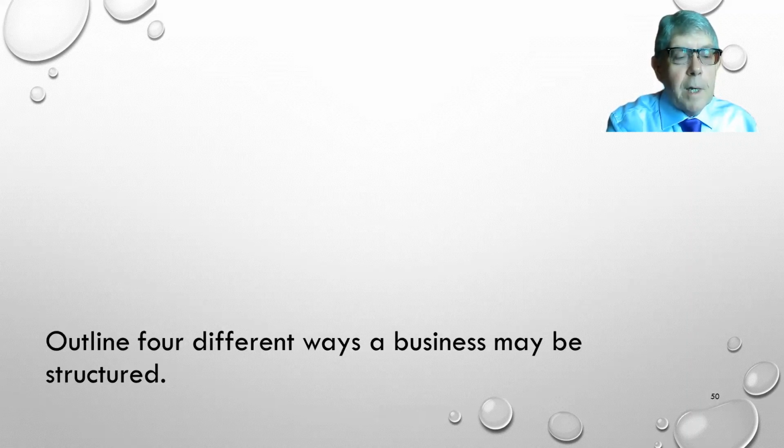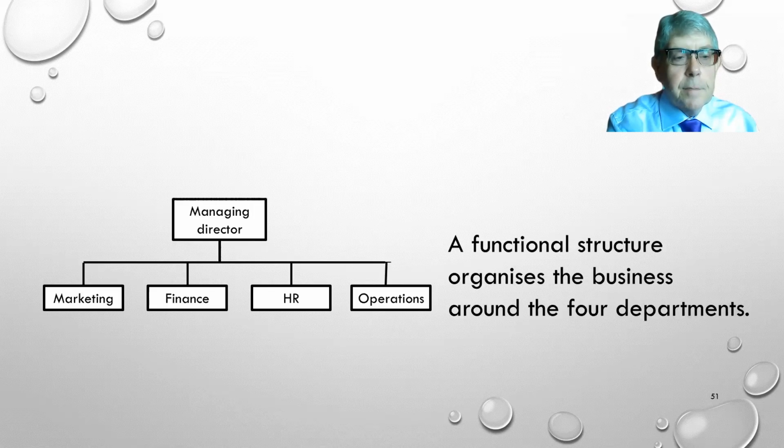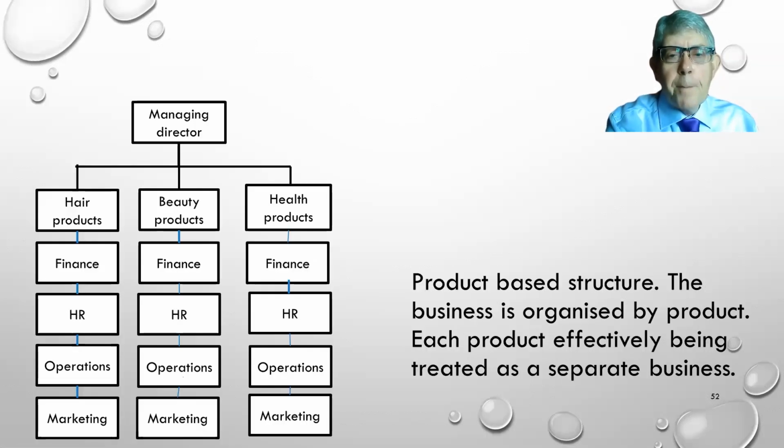Outline 4 different ways a business may be structured. Firstly, a functional structure organises the business around the 4 main departments, which are marketing, finance, human resources, and operations, an extremely common method of organising a company. It could be a product-based structure. The business is organised by product, each product effectively being treated as a separate business. So here we have hair products, beauty products, health products, all separated out into different companies.